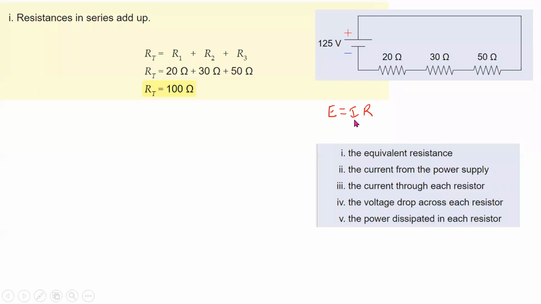Then how to calculate this total current in the network? Now it becomes E equals to I into R equivalent. All right. Now E is known, that is 125. R equivalent we have calculated as 100 ohms. Then what could be the answer of current I?